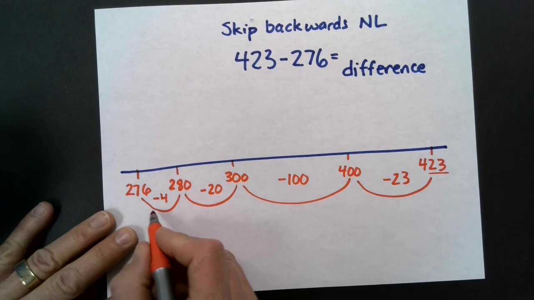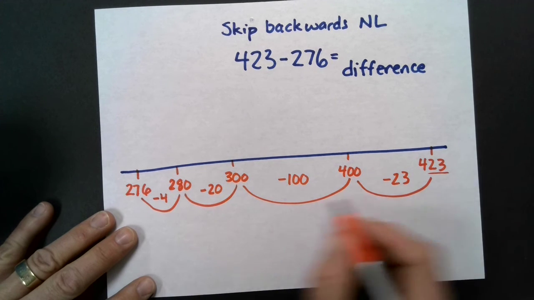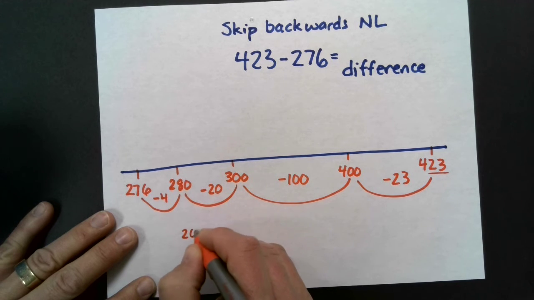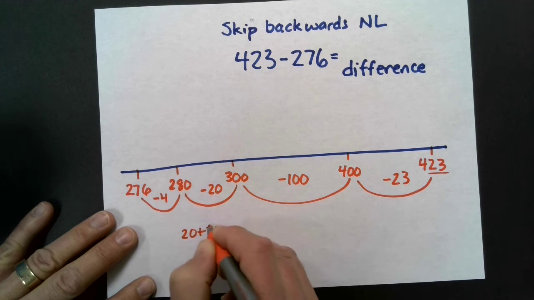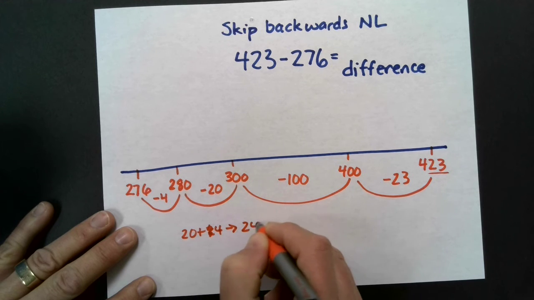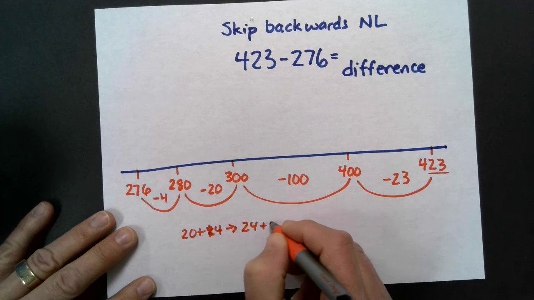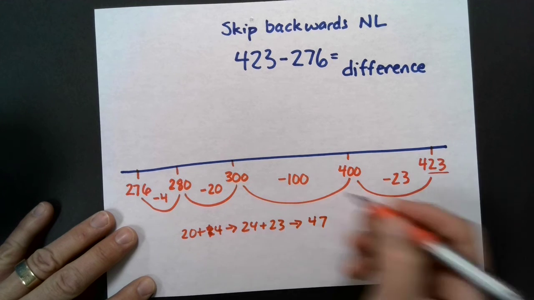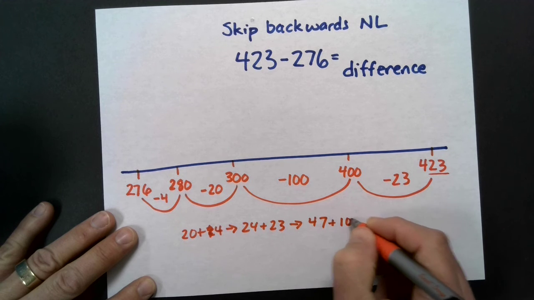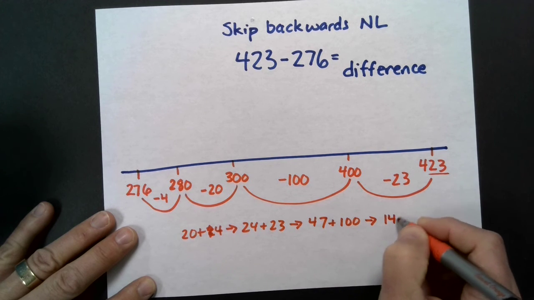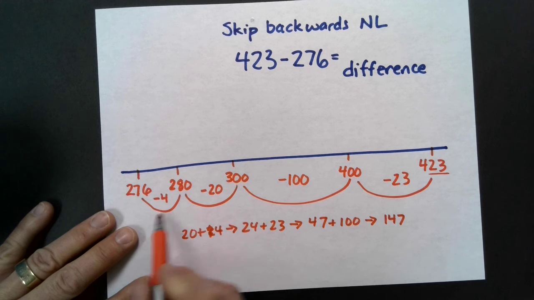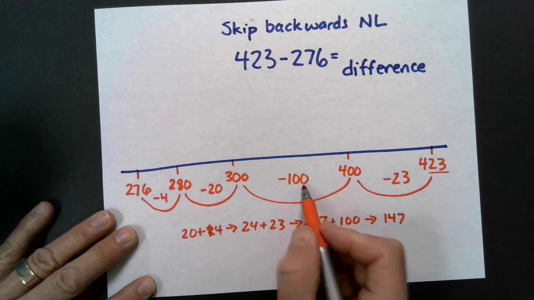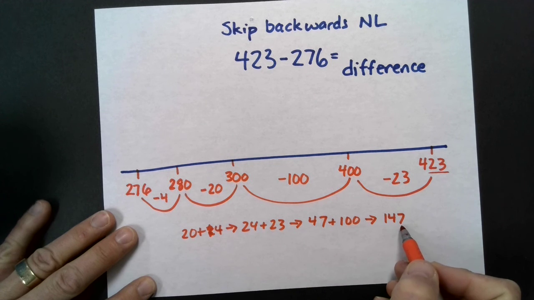So now what I need to do is combine the amount that I skipped backwards. So I'm going to start with the tens. 20 and 4 is going to be 24. And I'm going to add that to my 23 to give me 47. And the last number that I have is my 100, so I'm going to add my 100 to give me 147. So 20 plus 4, 24. 23 plus 24, 47. 100 plus 47, 147.